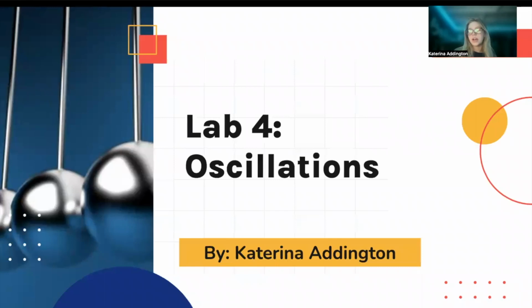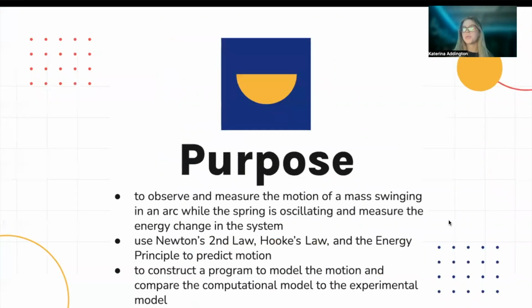This is Lab 4, Oscillations for Physics 1. The purpose of this lab is to observe and measure the motion of a mass swinging in an arc while the spring is oscillating and measure the energy change in the system. This lab uses Newton's second law, Hooke's law, and the energy principle to predict motion.